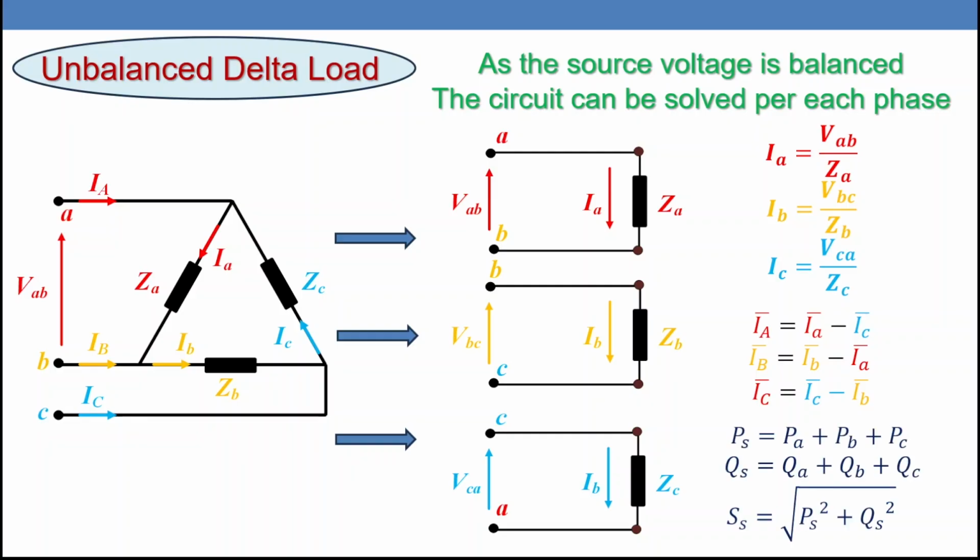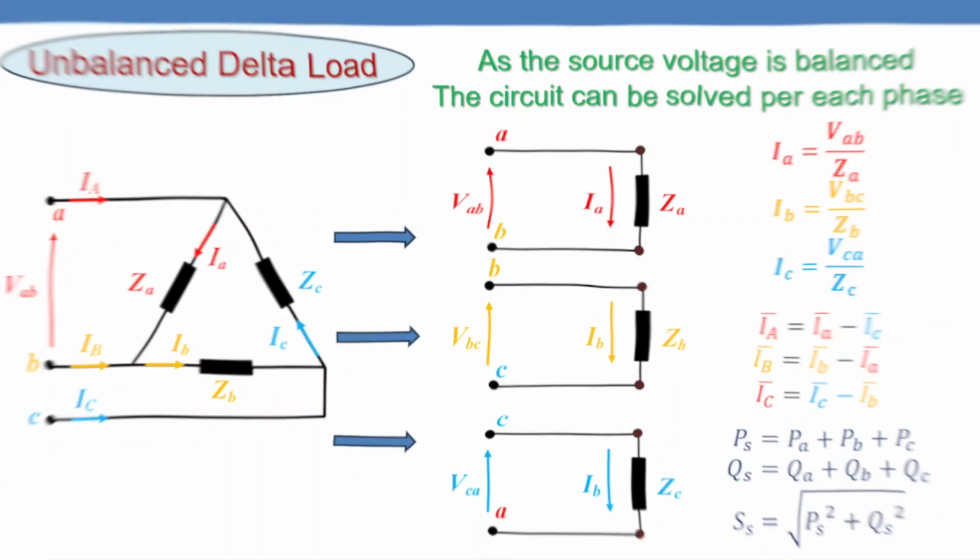Regarding the power, the power of the source equals the power from phase A plus phase B plus phase C. The difficulty here is that we need to solve the problem 3 times, so we are going to do the calculations for each phase. But the problem is straightforward. We're going to solve the problem per phase, then find the power per phase, and then add them together.